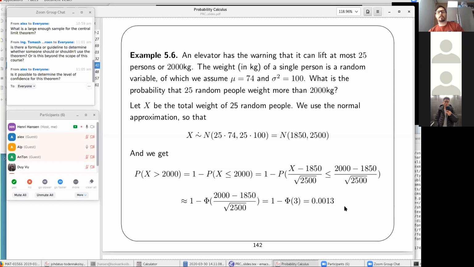So it has a probability of 0.13%. So in 13 cases out of 10,000, the total weight will be more than 2,000. Okay, this seems like a reasonable idea. Let's criticize this example a little bit.